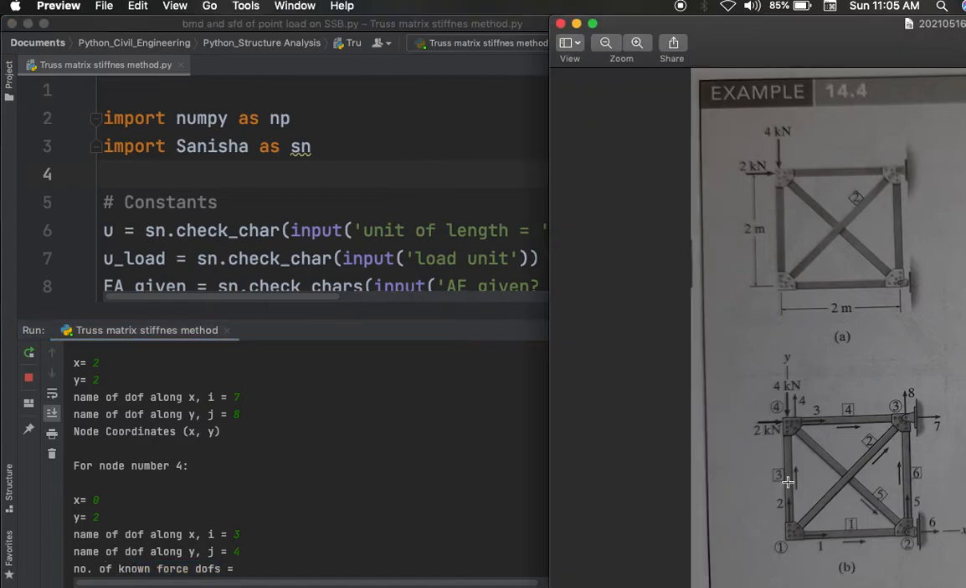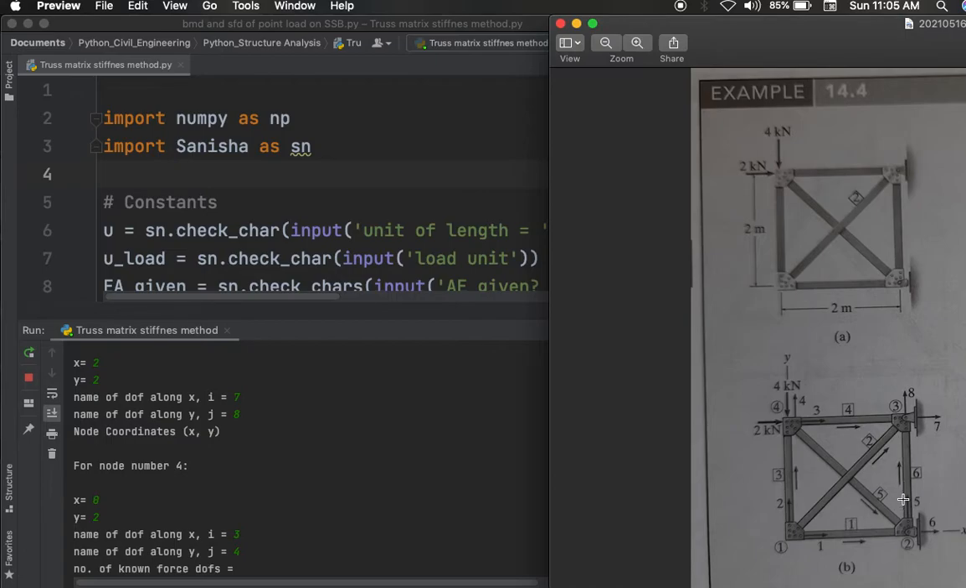So what it is asking is how many degrees of freedom there are along which the forces are either given or they are zero. Okay, so 1 and 2, here no force is acting, there is no reaction, so the forces are known here. Similarly here forces are known because along the x axis it is 2 kilonewton, along y it is minus 4 kilonewton, so this is known here.